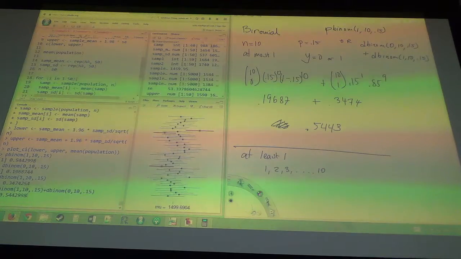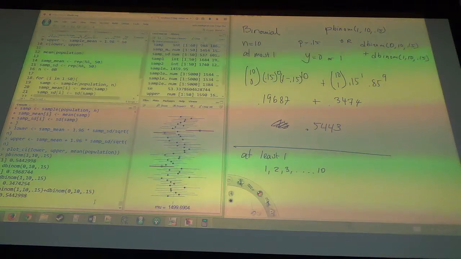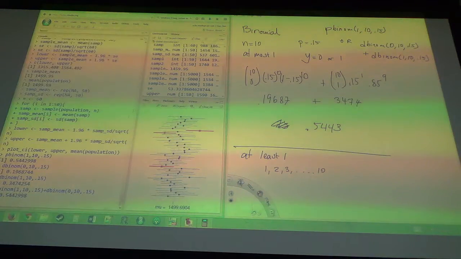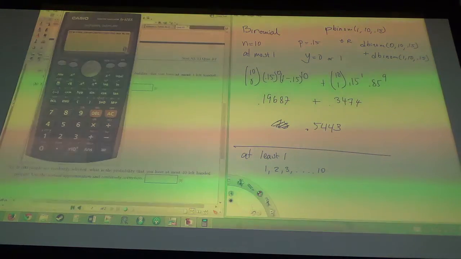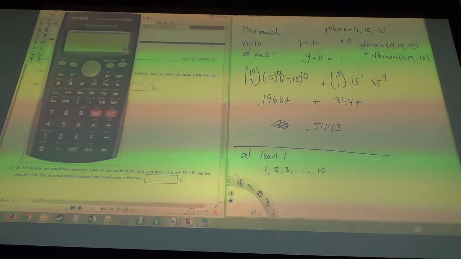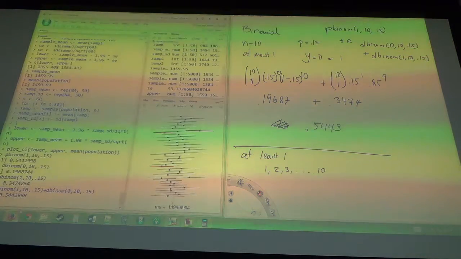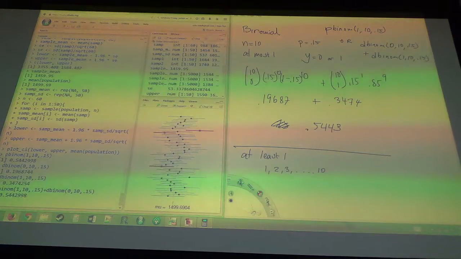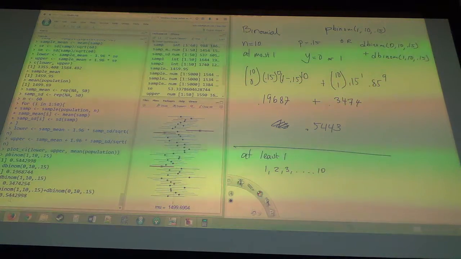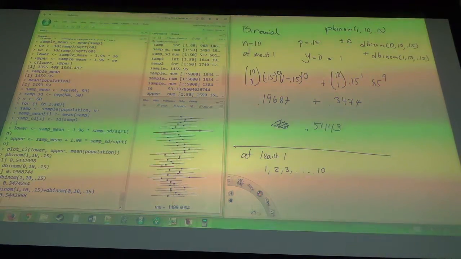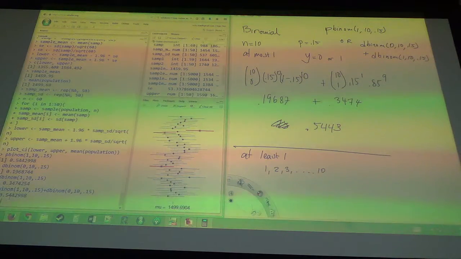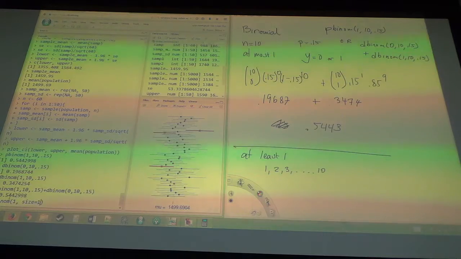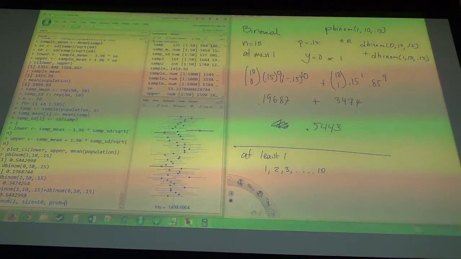Okay. So we have that right there. I was doing size equals 10 and then prob equals 0.15, so it's not even necessary. Oh yes, okay, so yeah, you could do dbinom(1, size = 10, prob = 0.15).